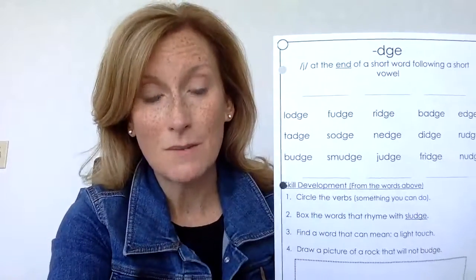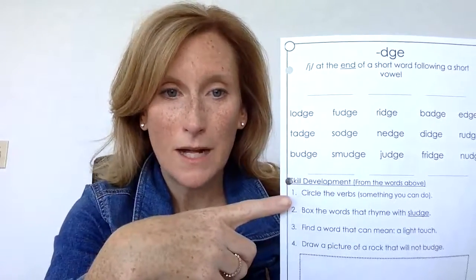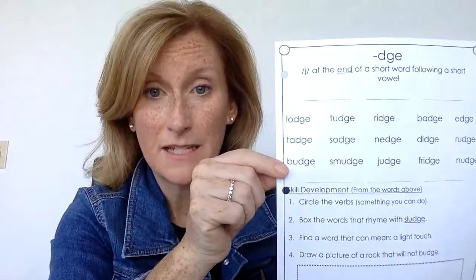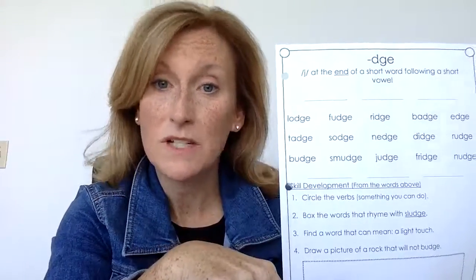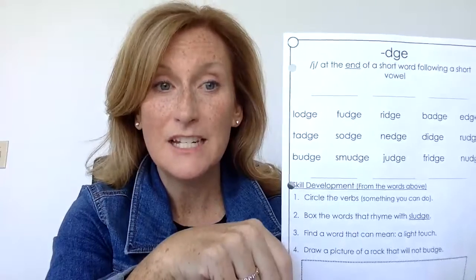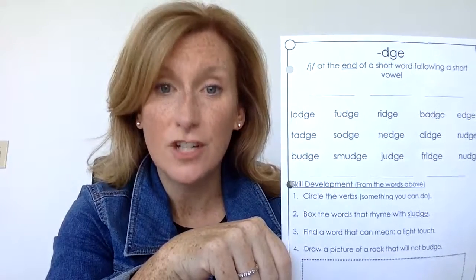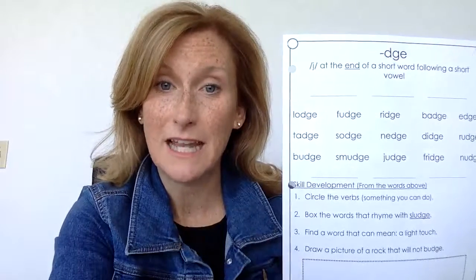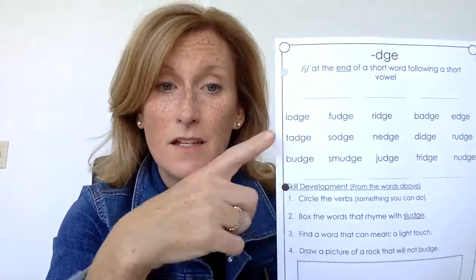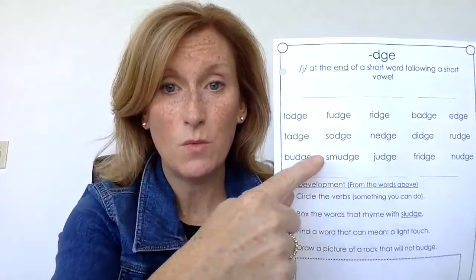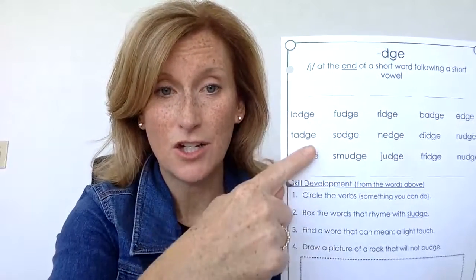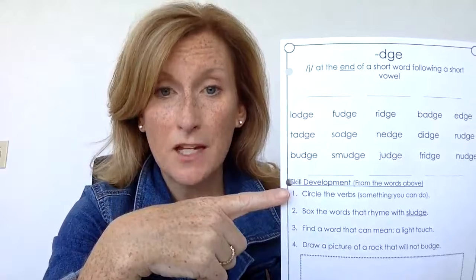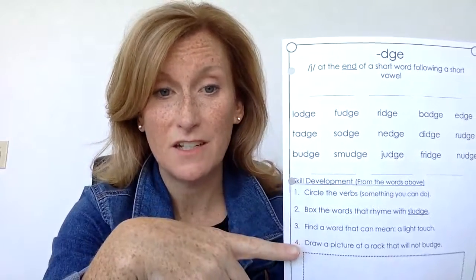But I wanted to give you some examples. So for number one, this page, by the way, is from lesson number 3. It's our DGE lesson. We're still in closed syllables. DGE says the sound of J. But since no word in the English language ends in a J, we spell that sound with a DGE. So after students have gone through and done the word work with you as the teacher up here, then if they're ready, you may walk them through this skill development.